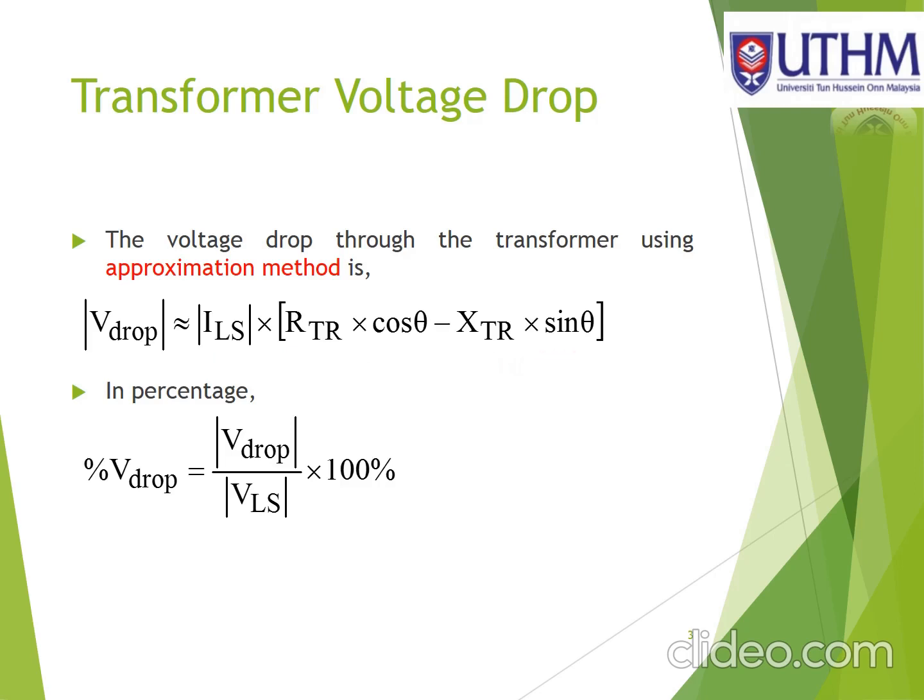After we get the voltage drop, we have to calculate the percentage of the voltage drop, which is equal to V drop divided by V_LS times 100%.